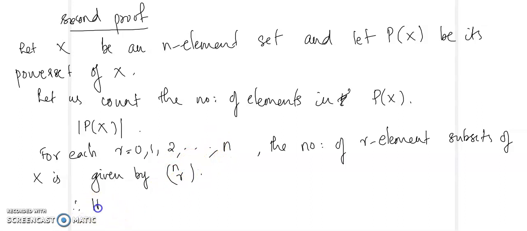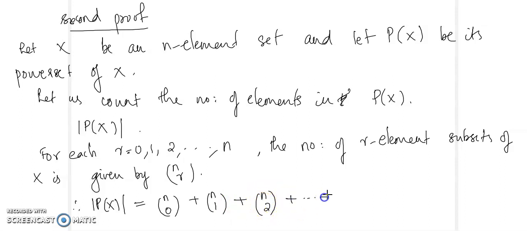So therefore cardinality of P of X will be equal to, first you will have the set containing 0 elements, which is given by NC0. Then you have sets containing 1 element, that is NC1. Then the number of subsets with 2 elements. Then you will have the r subsets plus etc. plus NCN.